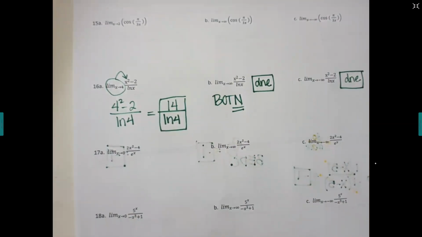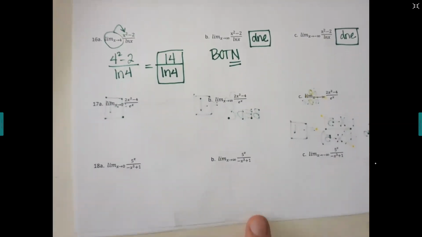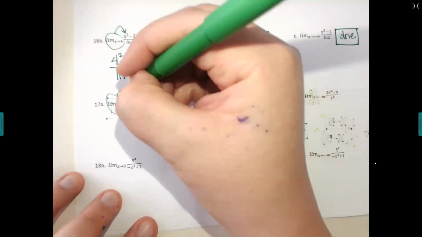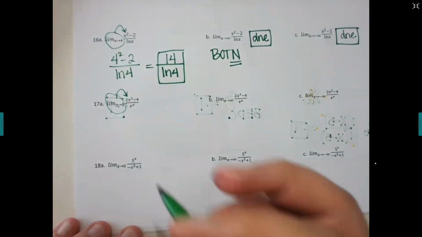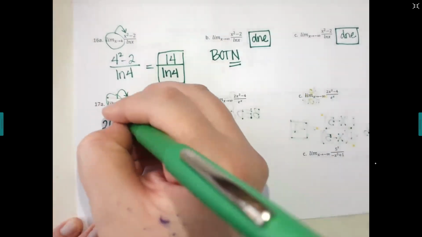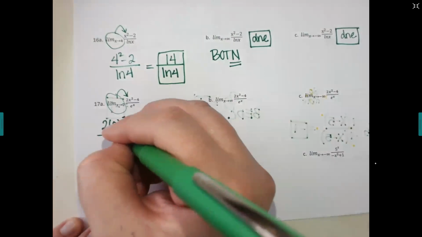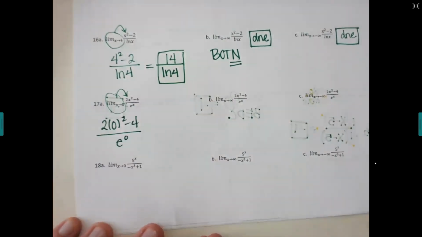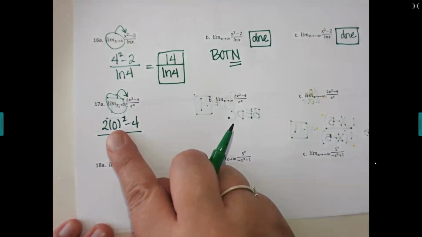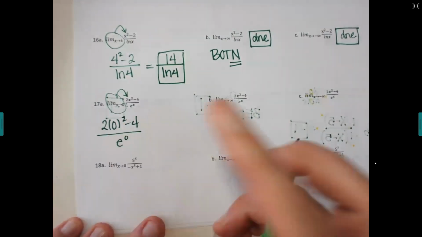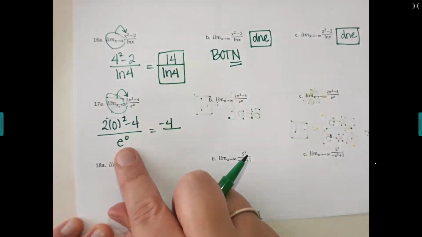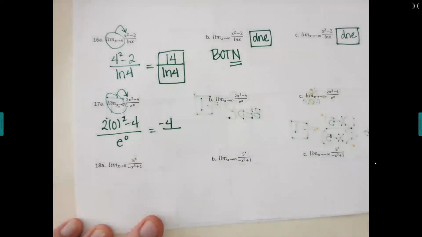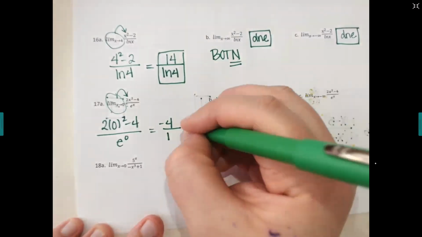Okay, one more from this page. We're gonna do number 17. Okay, what is x approaching? 0, plug it in. Two times 0 squared minus 4 over e to the 0. What is 2 times 0 times 0? 0 take away 4 is -4. Is e to the 0, 0? What's anything to the 0? 1. Okay, -4 divided by 1 is -4.